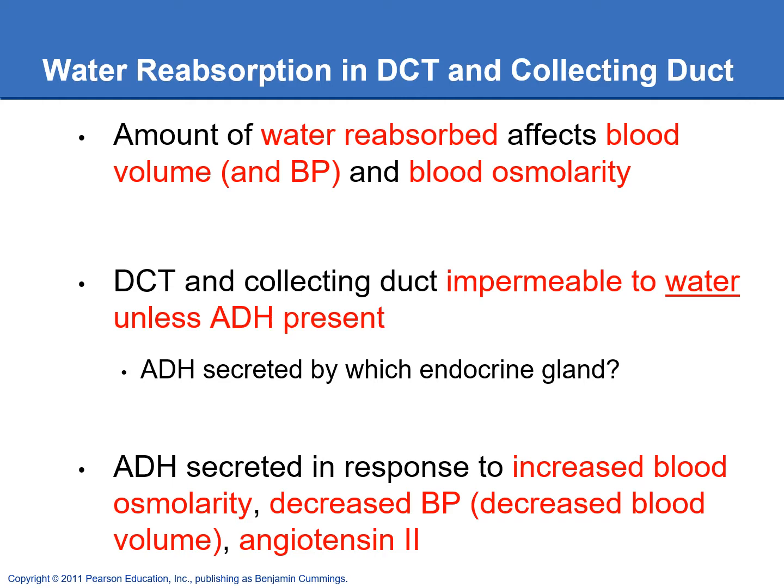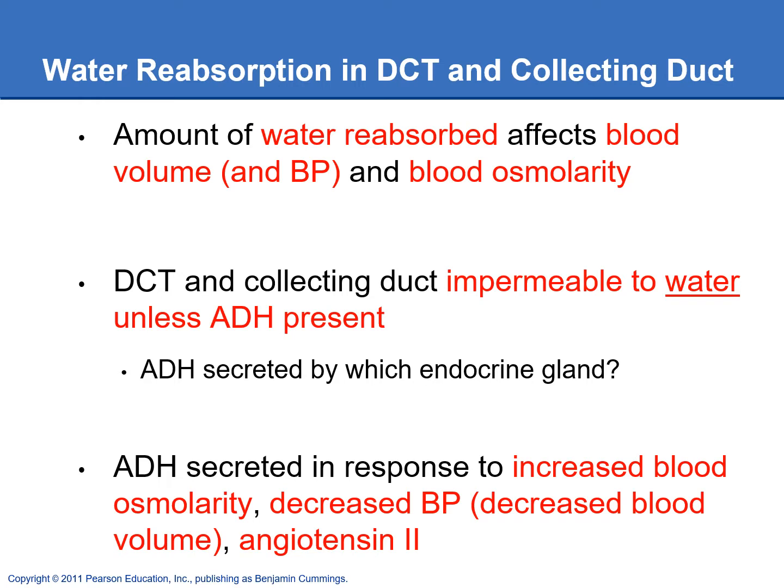Let's take a look at water reabsorption in the distal convoluted tubule and collecting duct first. So how much water is reabsorbed will affect the blood volume and therefore the blood pressure. And it's also going to affect the blood osmolarity. And remember, the osmolarity is just talking about the solute concentration. So the distal convoluted tubule and collecting duct are impermeable to water unless ADH is present.